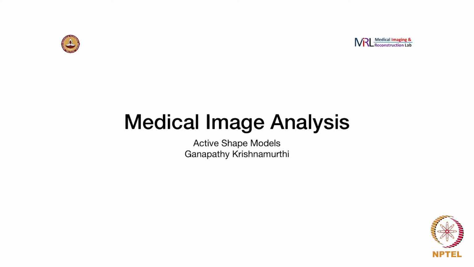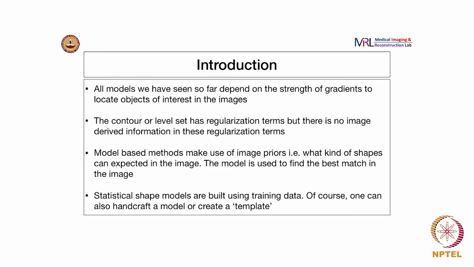Hello and welcome back. So in this video, we are going to be looking at so-called active shape models. Again, a very powerful tool for image segmentation. So far, we have looked at segmentation models that depend on the strength of gradients to localize objects of interest in the images, or for instance, organ segmentation in the case of medical images.